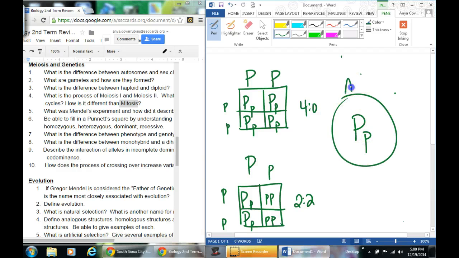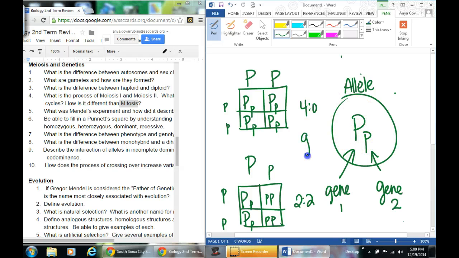Okay, and an allele has 2 genes. So we have gene 1 and we have gene 2. Now, in this case, gene 2 is not going to be expressed because gene 1 is dominant. And so this is going to be your genotype. Your phenotype is going to be what it looks like.